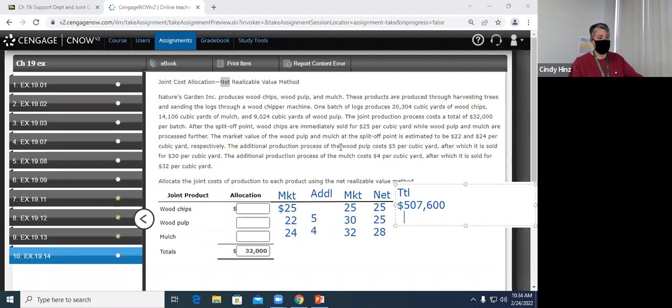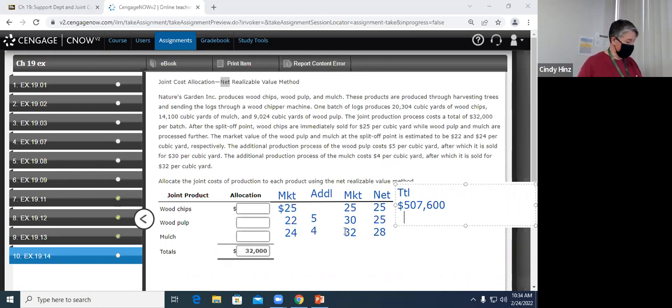So the additional production process of the wood pulp costs $5, after which it can be sold for $30. Okay, but can sell it starts at 22, right? That's at split off, but we're looking at the end result now. So this first column is the market value at split off. Right now, we're not looking at that. We're only looking at the end product, the net realizable value at the end of the processing. Okay. Makes sense?